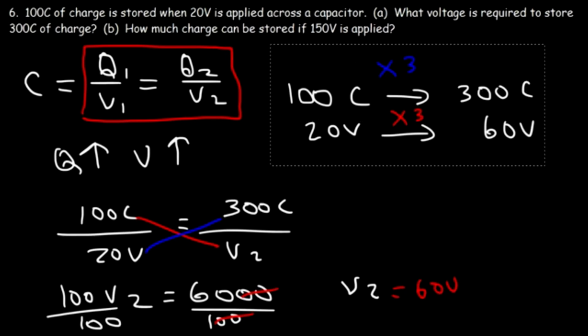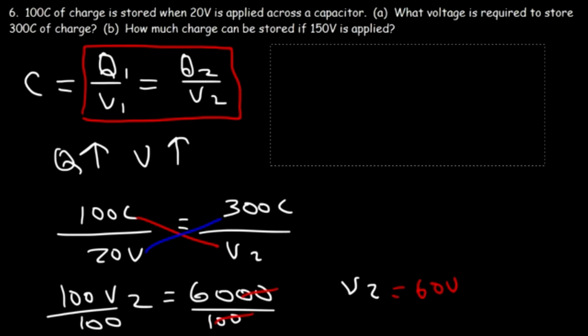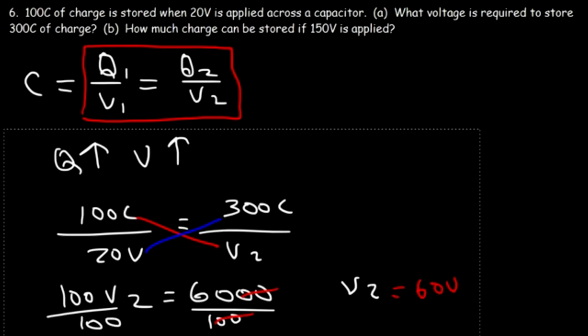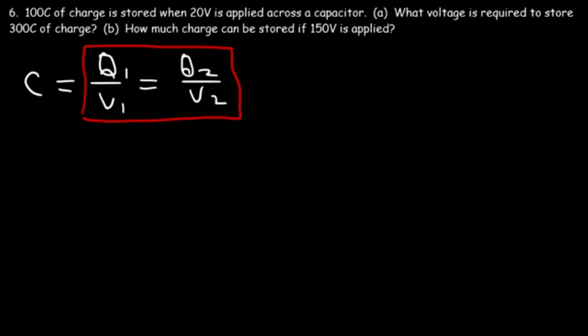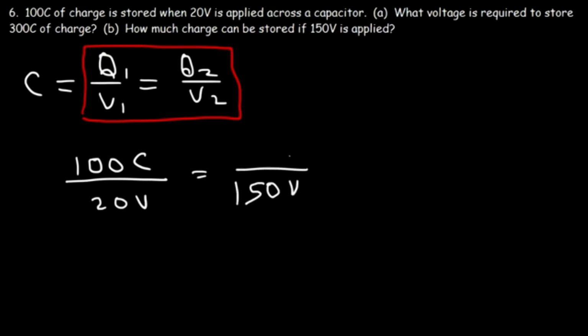Now what about part B? How much charge can be stored if 150 volts is applied? Well, let's use the same equation. Let's keep Q1 as 100 coulombs, and V1 is still going to be 20. So V2 is now 150, and let's solve for Q2.